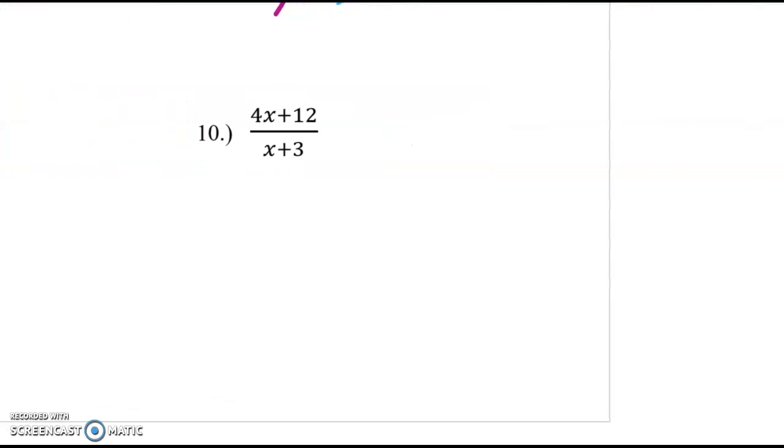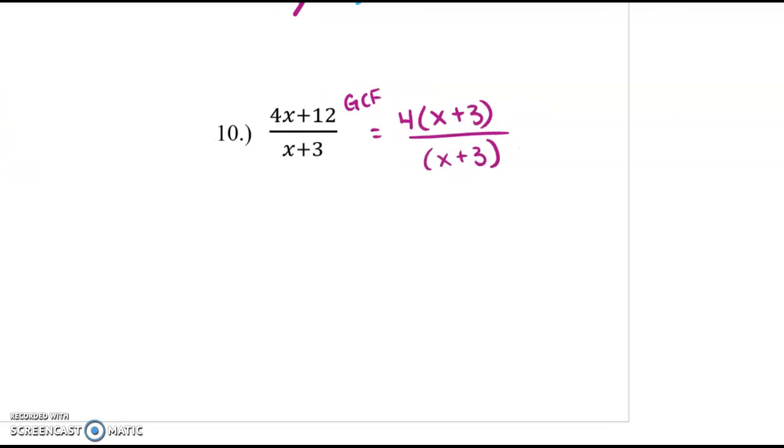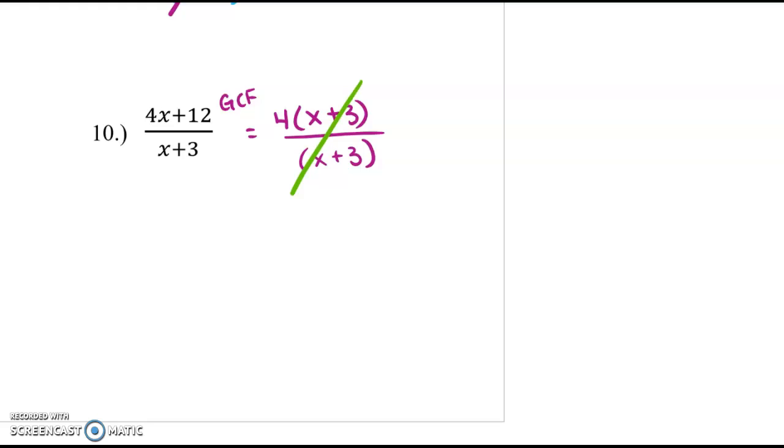Looking at the next one, the top, I can pull out a GCF, and my GCF is a 4. It leaves me with x plus 3. Notice I have an x plus 3 at the bottom. Similar, actually exact binomials, so I can cancel the binomials, and I'm just left with a 4. Or technically, it's a 4 over nothing, or a 4 over 1, which simplifies to a 4.